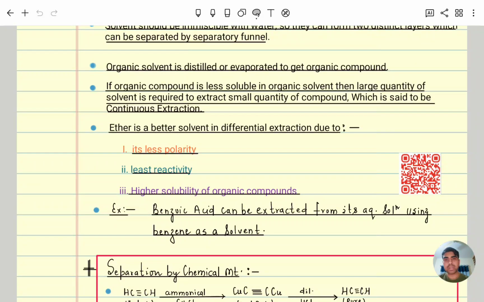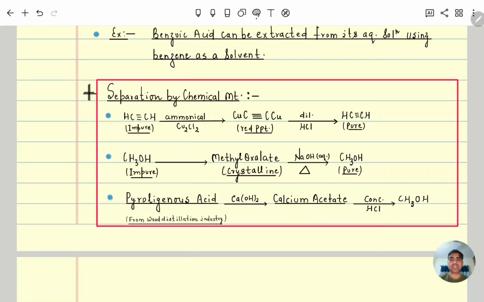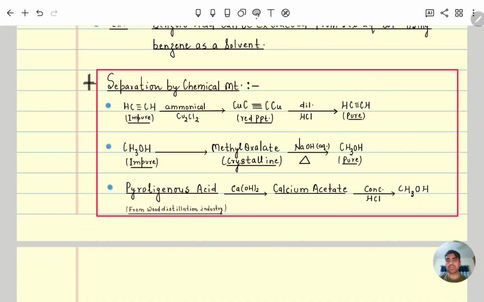Here the best solvent we can use is ether, which has less polarity, is less reactive, and has higher solubility for organic compounds, because organic compounds dissolve in organic solvents only. Benzoic acid can be extracted from its aqueous solution using benzene as a solvent. Next, terminal alkynes, if reacted with ammoniacal Cu2Cl2, cuprous chloride, will form a red precipitate. By reacting with dilute HCl, it will form the pure form. Same like that, you can go through these two other substances also.